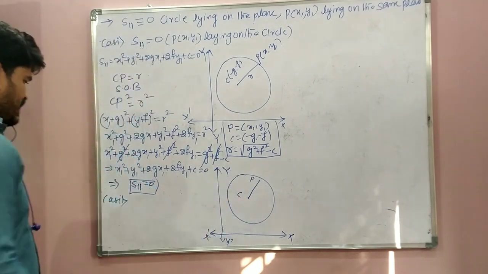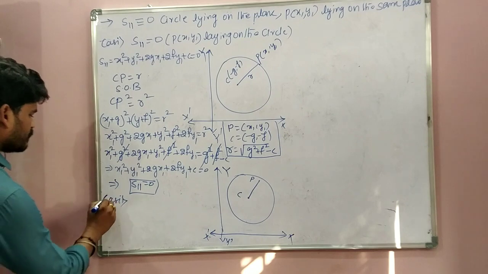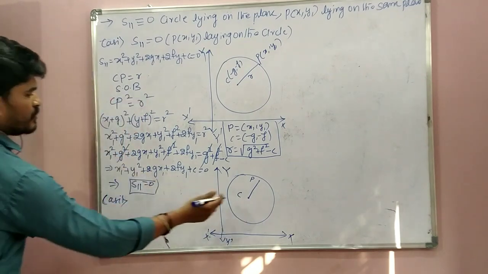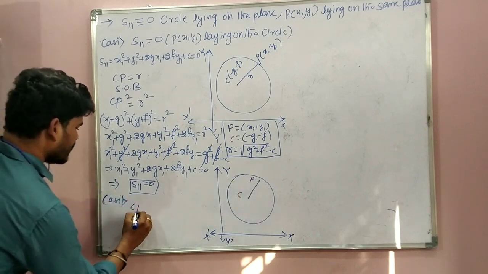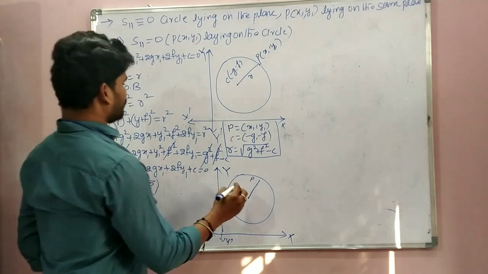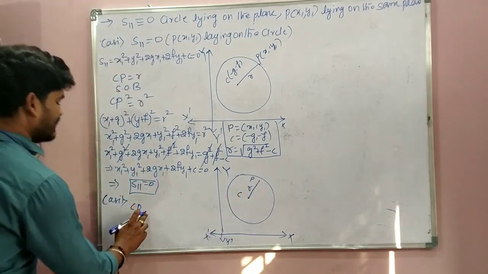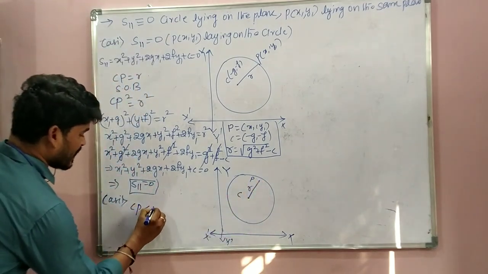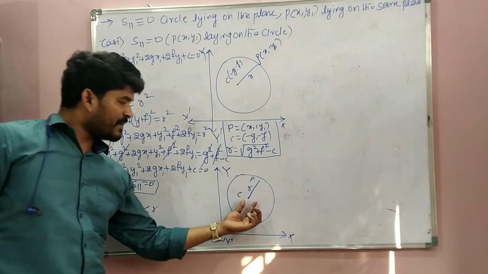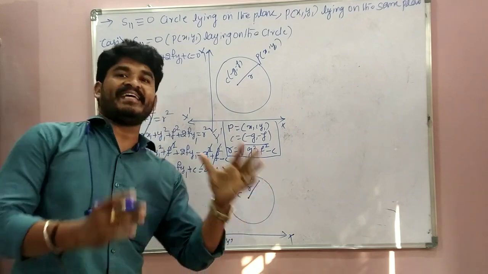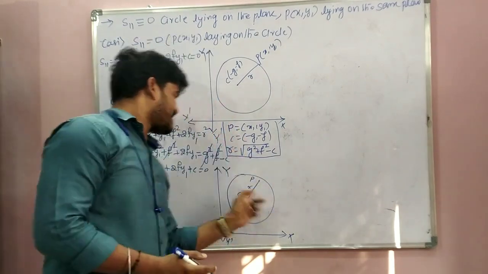Interior of the circle. Therefore, what is the condition? Same way, CP. What is this one? Radius of the circle. Therefore, CP less than R. CP is less than R, where R is nothing but the radius.